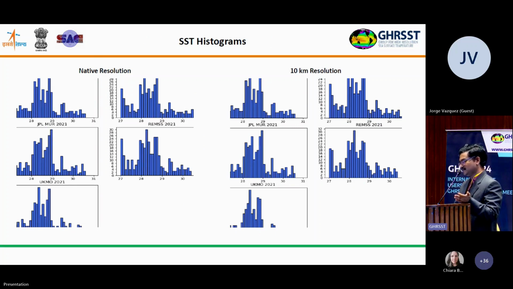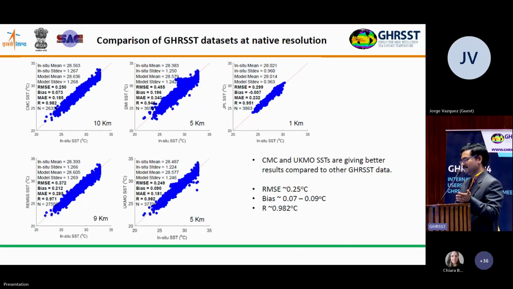So this is the histogram. The histogram is not showing any specific deviation in the mean as well as in the range, in the native resolution as well as in the 10 kilometer resolution products. What we wanted to show here is that at native resolution CMC is giving an RMS value of around 0.25 degrees centigrade. At the same time, the UK Met Office SST product is also giving almost the same RMS value with a close bias as compared to other products, JPL, DMI, and REMSS. DMI is giving a larger RMS error of around 0.45 degrees centigrade.